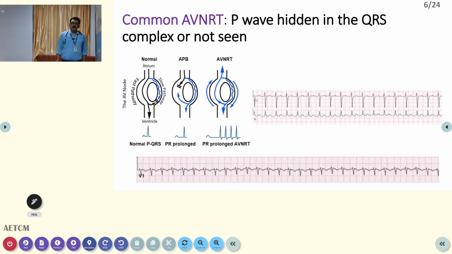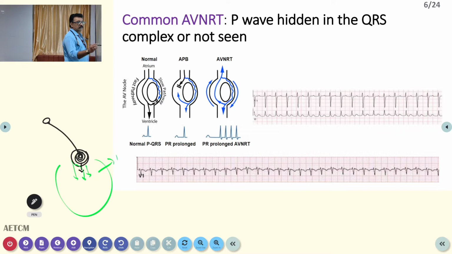AV nodal re-entry tachycardia means the current transmits from the SA node to the AV node like this. From the AV node it has to go to the ventricle, but sometimes the current will recirculate inside. Every time it recirculates, it also sends a signal to the ventricle. The ventricular rate will increase to 140 to 200. That is called AV nodal re-entry tachycardia.